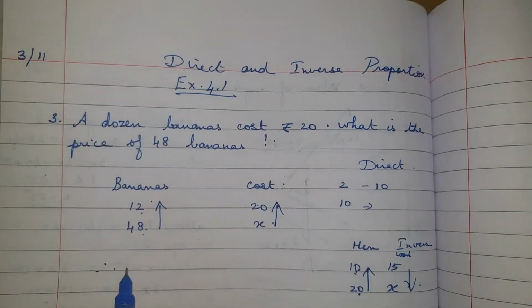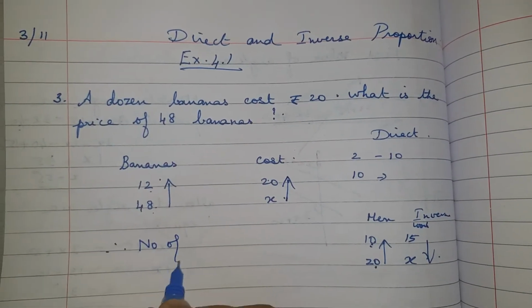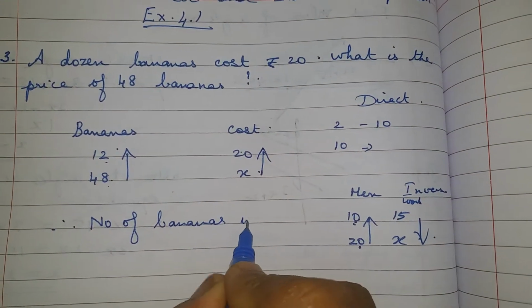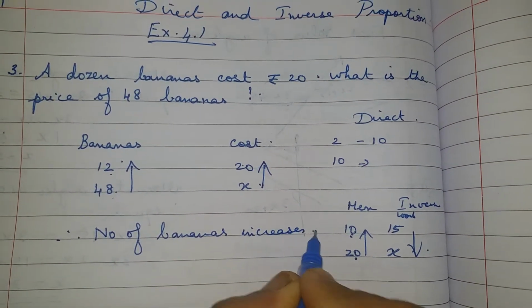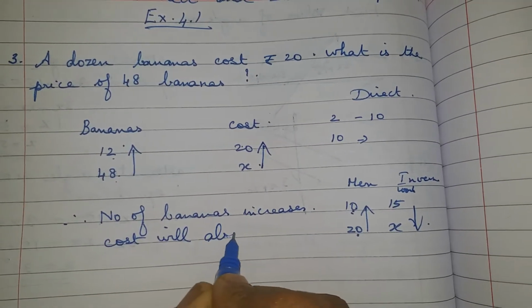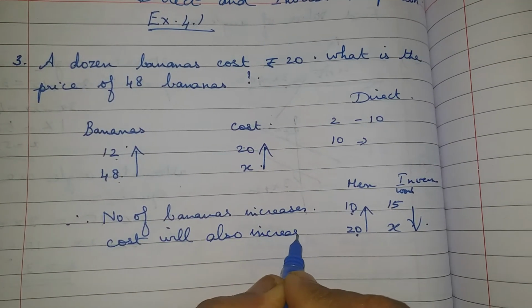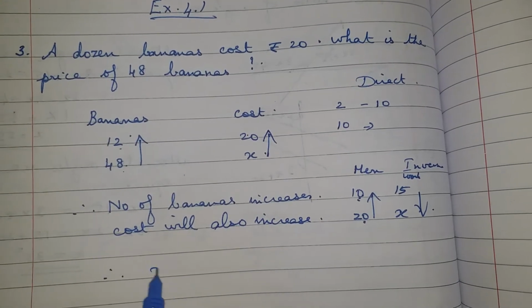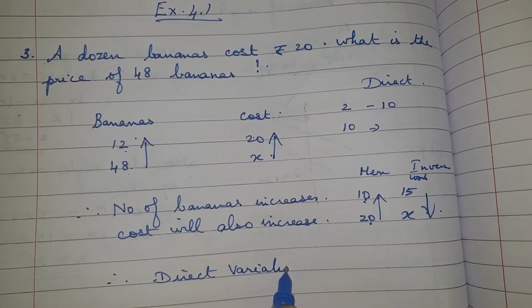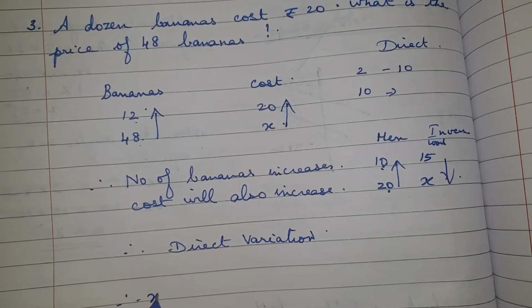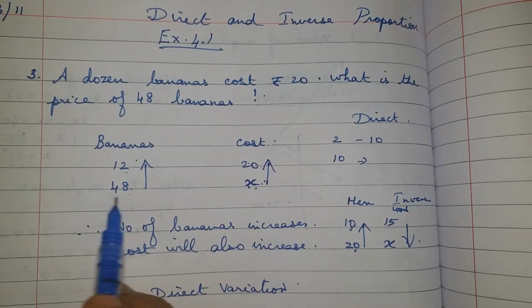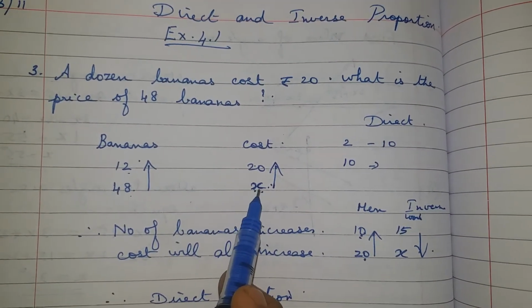So you write: number of bananas increases, cost will also increase. Therefore direct variation. Therefore x is equal to, this x only you are going to find out. I am assuming the cost of 48 bananas as x.